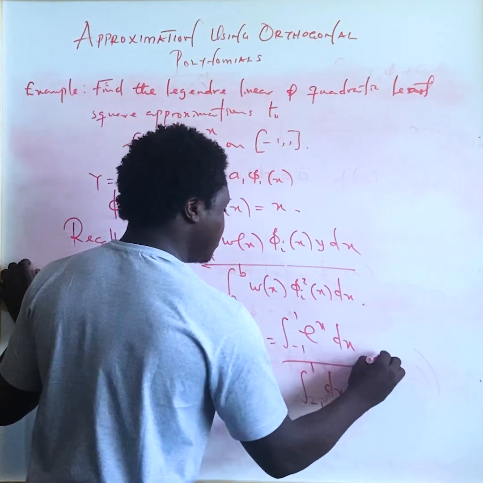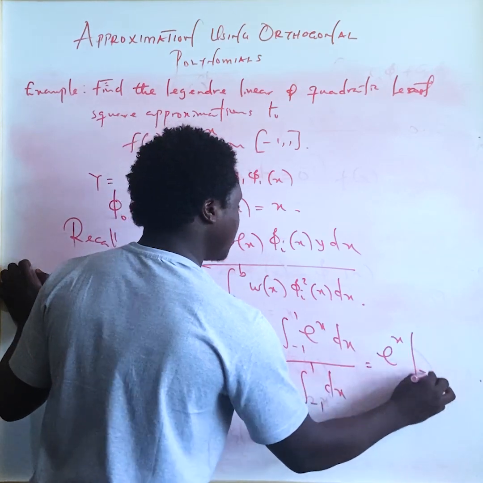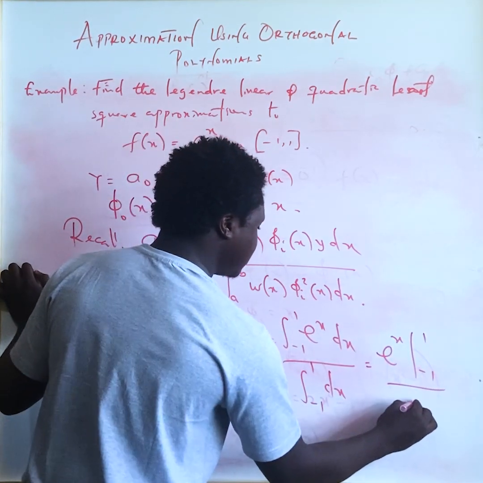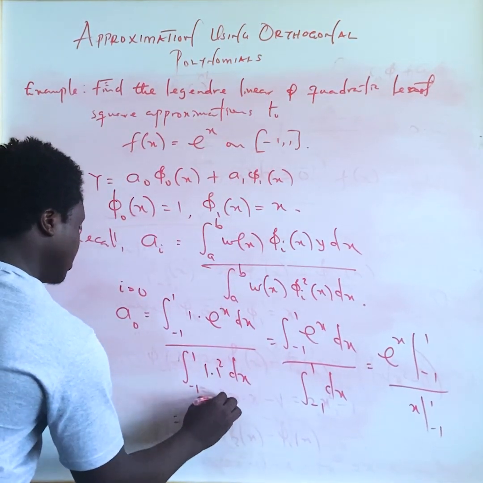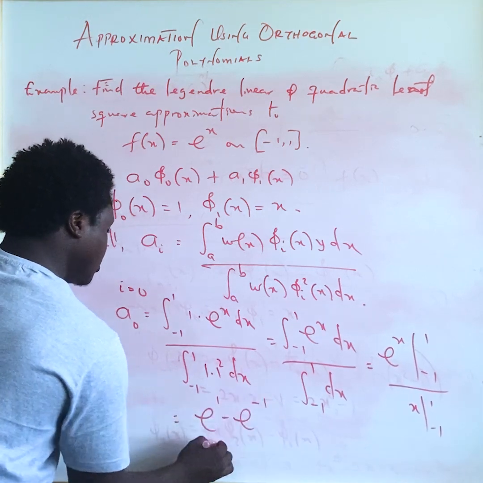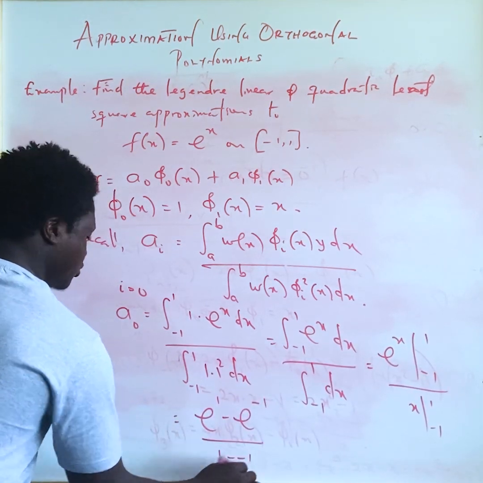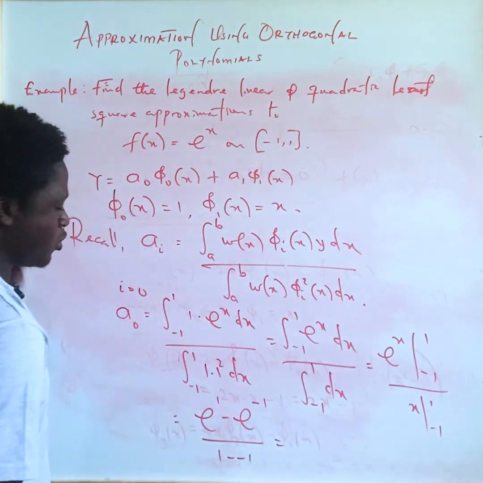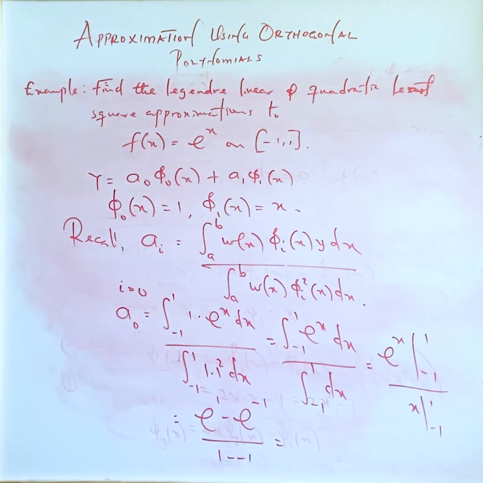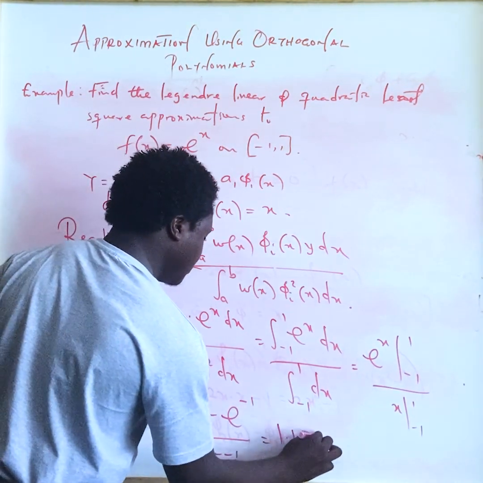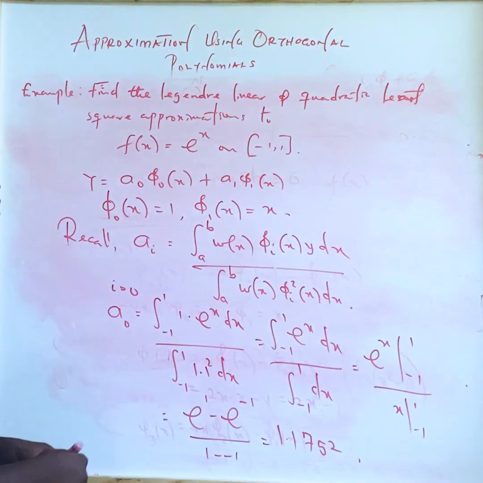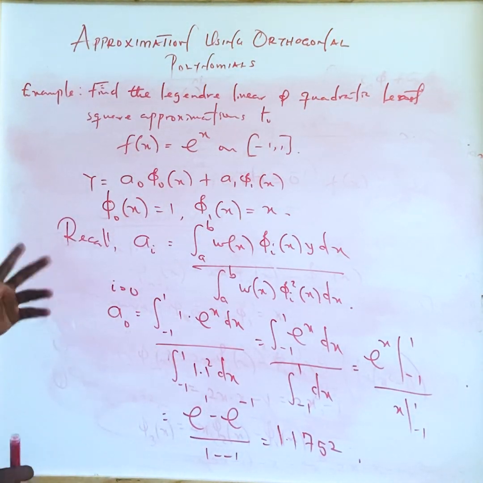So from here, we have this to be exponential x from minus 1 to 1 over x from minus 1 to 1. And then this produces exponential 1 minus exponential minus 1 over 1 minus minus 1. So if we use our calculator, we get this to be 1.1752. So this is our a naught. We can then proceed to go and get a1.